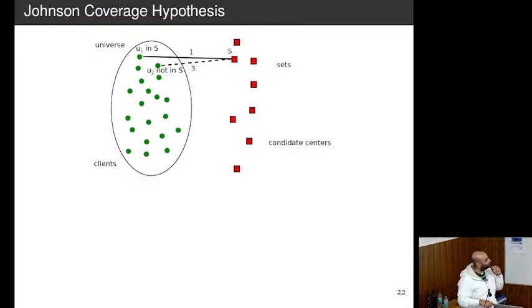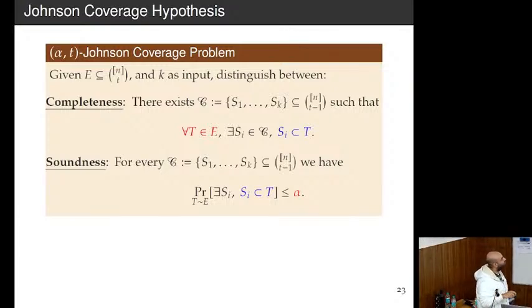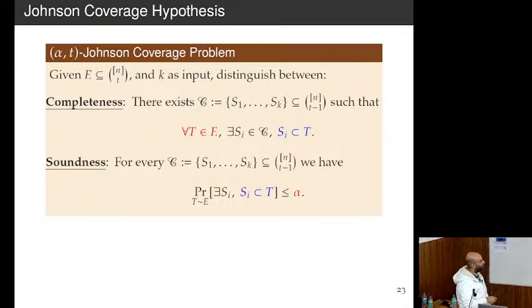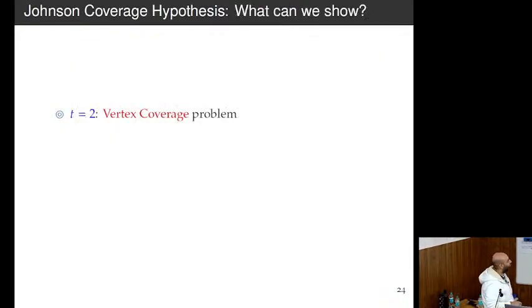And the Johnson coverage hypothesis, I've talked about this in previous talks, is just saying the same thing holds even when the subgraph induced by the set system is a subgraph of the Johnson graph. To go quickly, you're given a collection of t sets and you want to pick k (t minus 1) sets so that you hit every t set in the input. In the no case, you can cover only an alpha fraction of them. We claim that the hardness still remains 1 minus 1 over e, and we can show some version of this is NP hard.